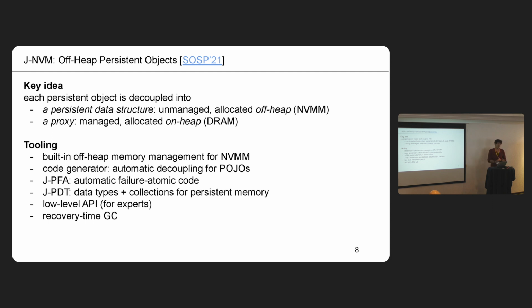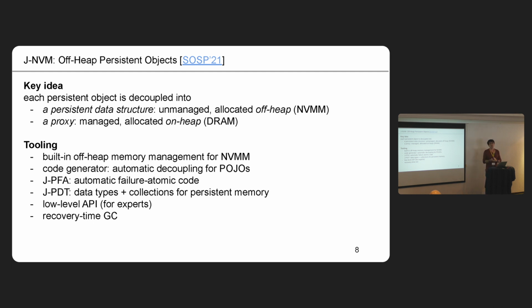So this is the key idea, and we have come up with several things to put this idea in practice. This includes a memory management system for the non-volatile memory, a generator of code to move the data from being volatile to being persistent, and also some libraries. The first one is the library JPFA to do atomic blocks. And the second one is the Autune library of collections for persistent memory. Also, we have provided some low-level API for experts and a garbage collector when the system reboots to tackle the problem of persistent data that is not being used but was allocated before the system, for instance, crashed.